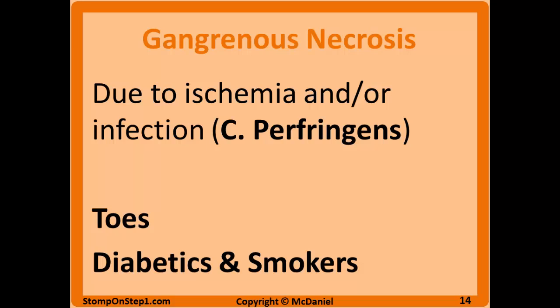Gangrenous necrosis is a type of necrosis seen in peripheral tissues like the toes or parts of the distal GI system as a result of ischemia or infection like Clostridium perfringens. And this is often going to be seen in diabetics and smokers. An example of a smoker having gangrenous necrosis would be Buerger's vasculitis. And in a lot of cases, gangrenous necrosis at the toes would lead to amputation because necrosis cannot be reversed.